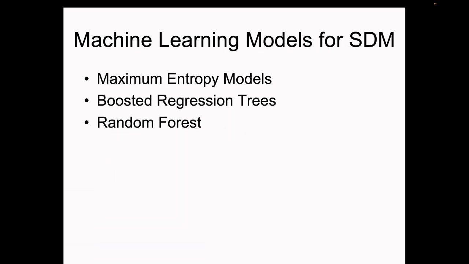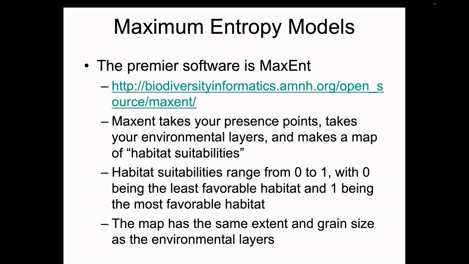There's different forms of machine learning that are used for species distribution modeling. There's maximum entropy models, which is what we focus on in this course. There's boosted regression trees, and there's random forest. So just be aware that there's other kinds out there. But they all do the same kind of thing. The premier software for maximum entropy modeling, machine learning-based species distribution modeling, is Maxent, which you can download for free from the website provided here, or by Googling it.